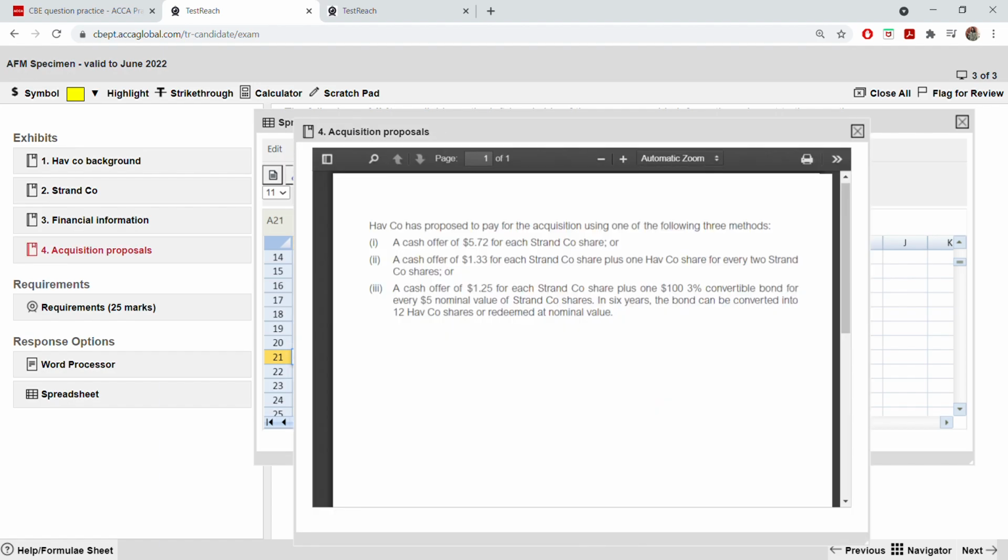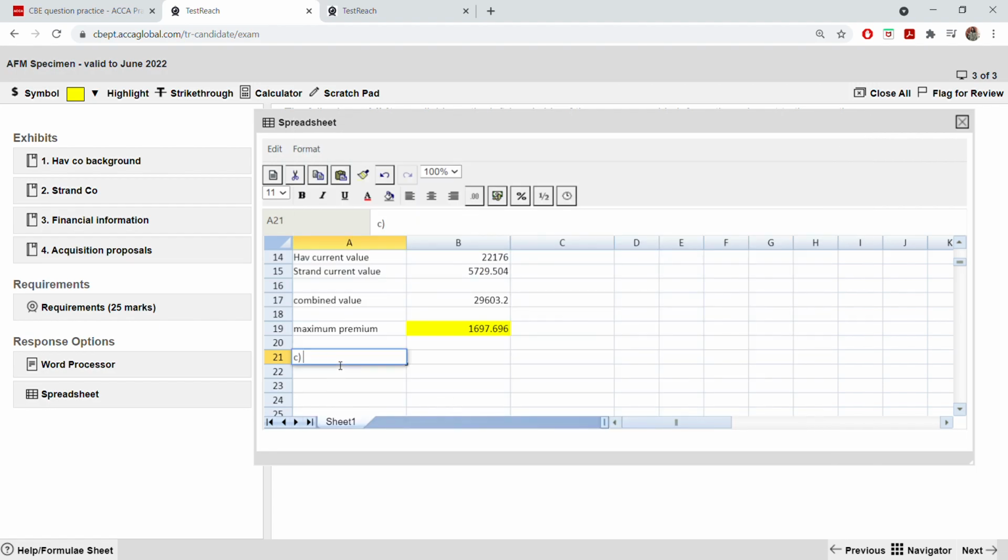I will keep the acquisition proposal also in front of you. One by one we have to deal with. The first one is cash offer. Cash offer 5.72 for each Strength company's share. So we first have to find out the Strength company's current value per share. We don't know that. Before we look at the cash offer, what is the existing share price for the Strength company? Not only in this question, for any question given to you, always find the existing share price for the target company. Because for HAF, we know it's 9.2, it's given.